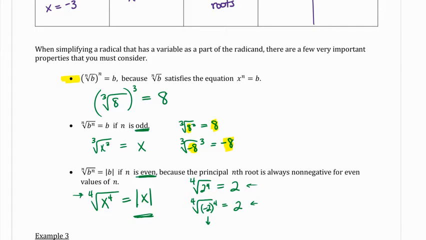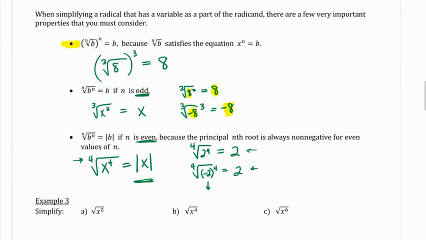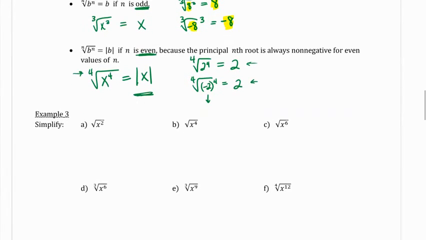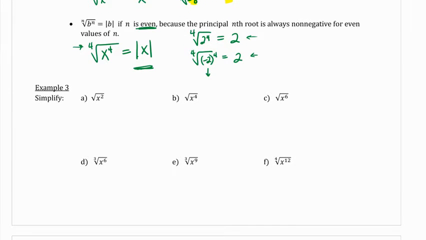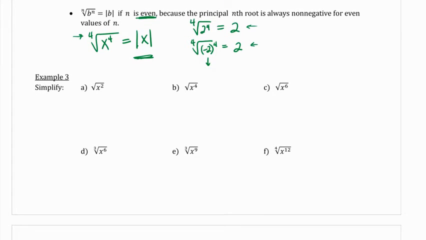Okay, so those can get a little bit tricky. They take practice to get used to. I'll keep reminding you guys on these, and we won't test it a whole lot, but you do need to know kind of the basics of this. Okay, so here's a couple examples.